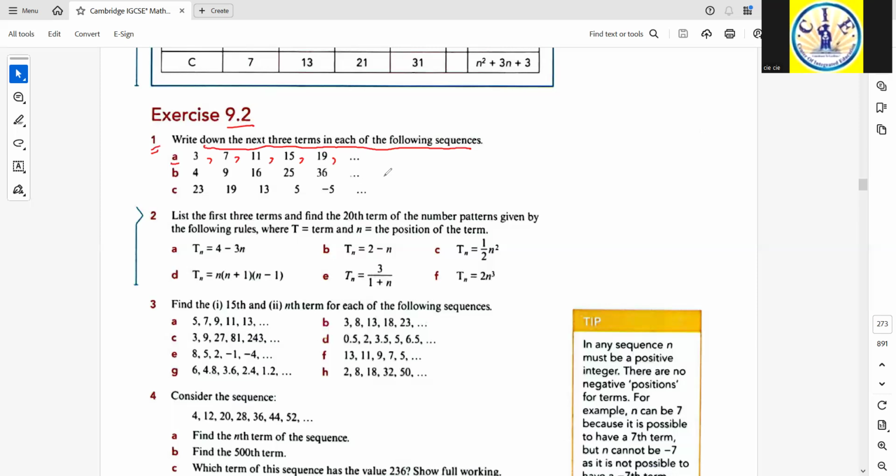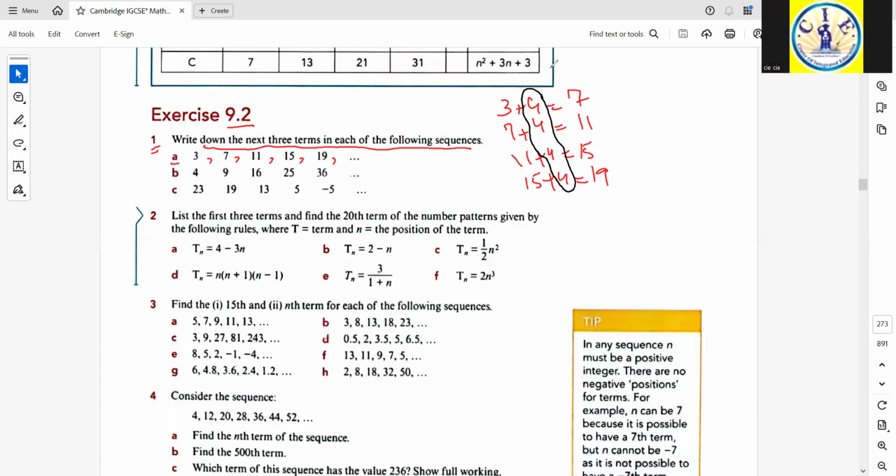Okay. For that, we need to see what is the pattern going on. 3 plus 4, you get 7. Similarly, 7 plus 4, you get 11. And then 11 plus 4, you get 15. 15 plus 4, you get 19. So the main thing that we need to observe is that a constant number 4 is being added.